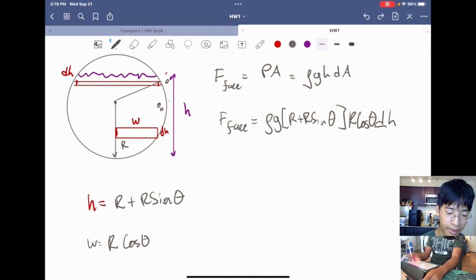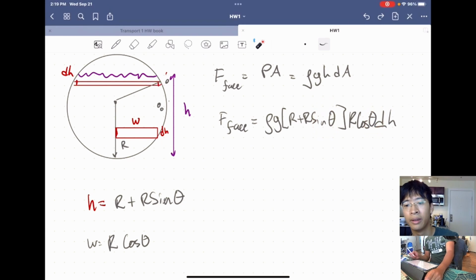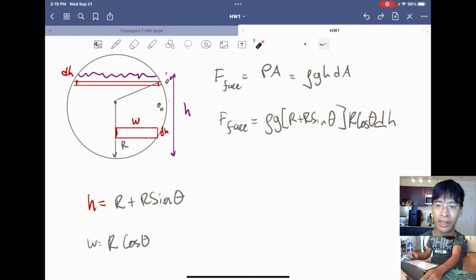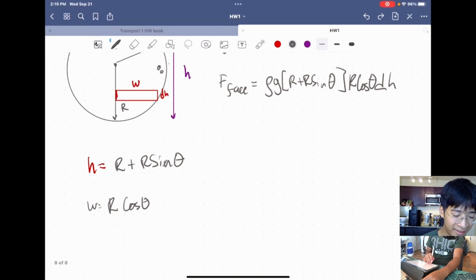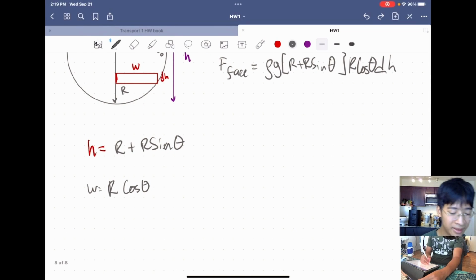You'll notice again, we are trying to integrate everything in terms of theta. So we want our differential height to actually be a differential theta. So what do we do? Well, calculus wasn't for nothing. We have an expression for h, so we can find dh easy peasy. That's just the derivative of our term for h. So that's what? r cosine theta, right?